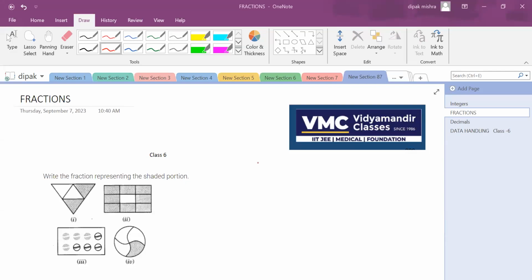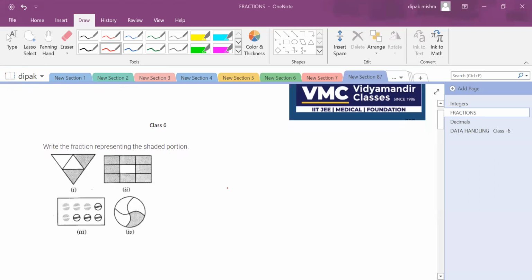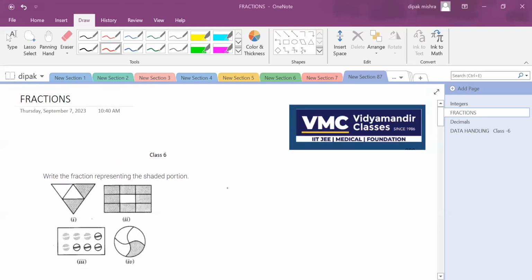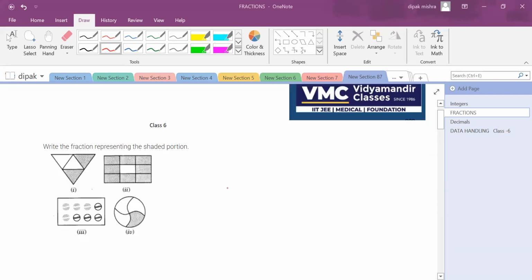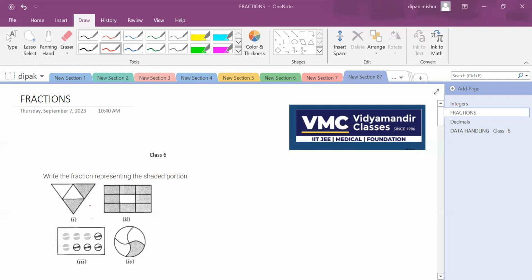Hello students and welcome to this session of maths where I will be discussing with you some of the very good questions asked in NCERT for class 6 fractions part. I've chosen good questions, not all the questions, but very good ones, which will supplement your preparation for your half-yearly exam. So without wasting any time, let's jump into the questions.